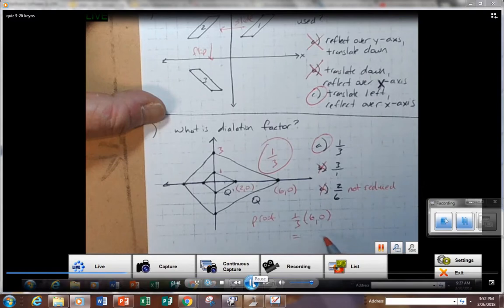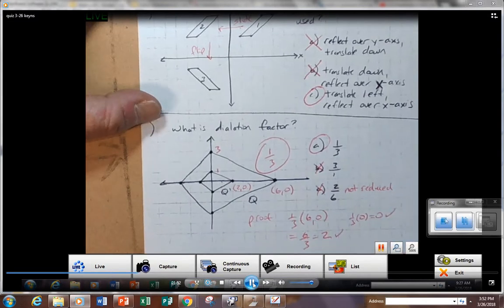and again, I did a little check here. I showed you that taking 6 and timesing it by 1/3 reduces it down to 2. Just trying to show you that right there.